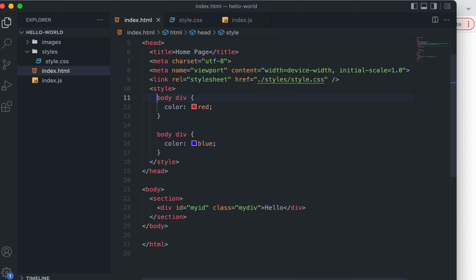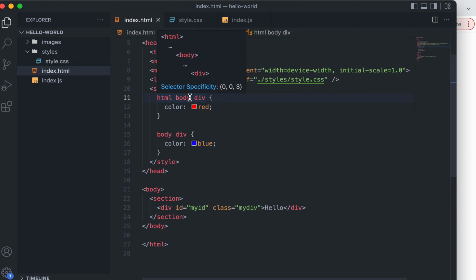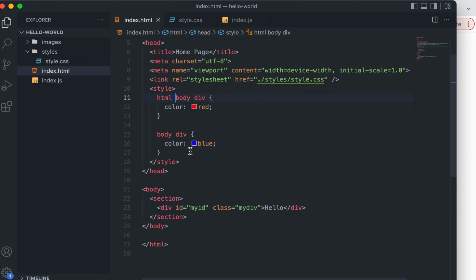But then again, you can do something like HTML body div, right? Now it will become 003, okay, and it is 002. So now again, the priority will be given to red. So in that matter, you understand how specificity is impacting our style sheets, right? If specificity is different, then definitely we are going to go with higher specificity. If they are equal, then source code ordering of style sheets matters.